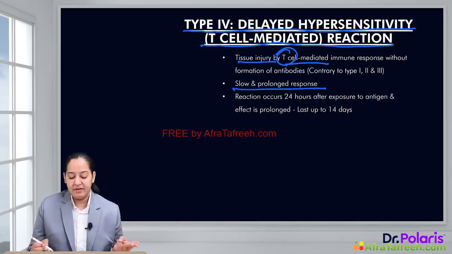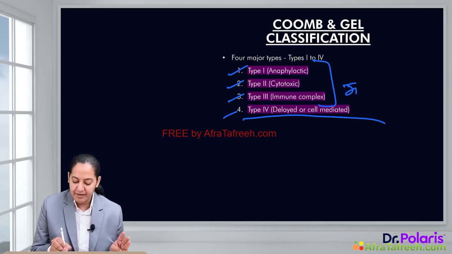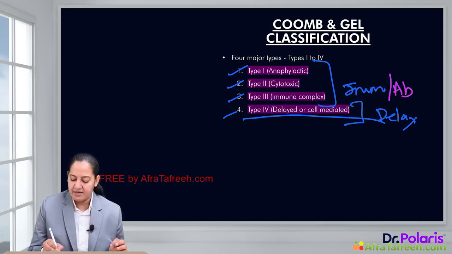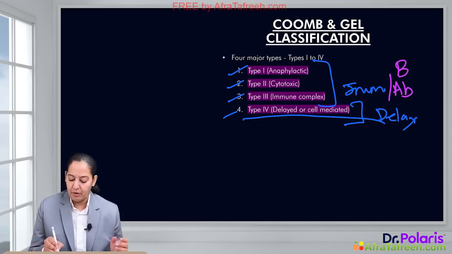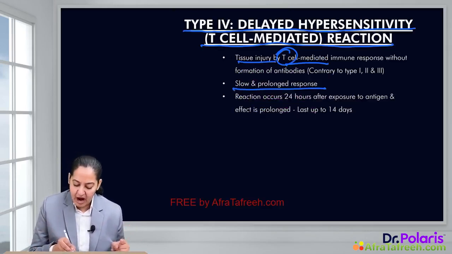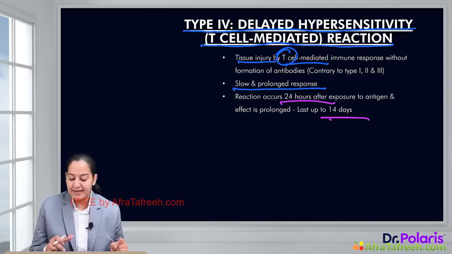The first three were examples of immediate type of hypersensitivity, but this one is an example of delayed type. The first three were antibody mediated, that's why B cells have a role. B cell converts into plasma cell and it forms antibody. But in this type B cells don't have a role. It is cell mediated, that's why T lymphocytes have a role. Here the reaction occurs after 24 hours of exposure to the antigen, and it is prolonged, up to 14 days. That's why it is delayed.